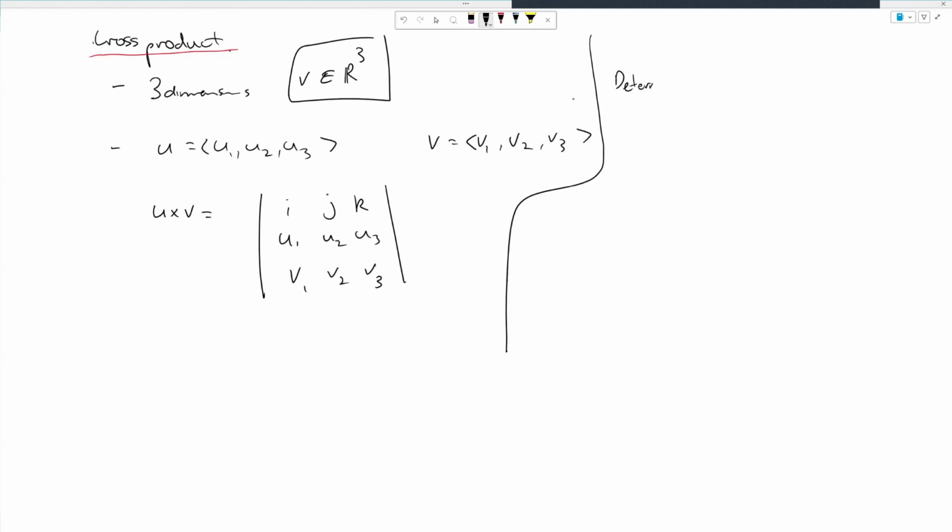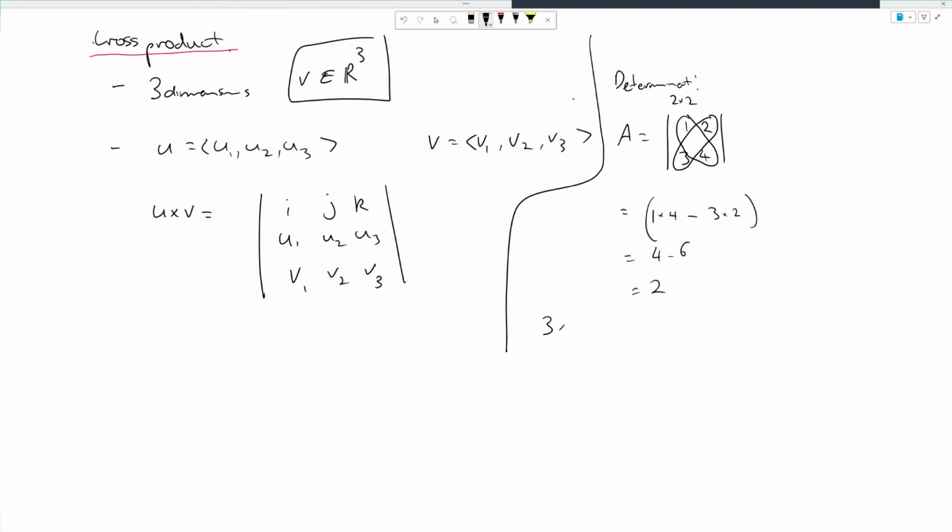To find the determinant of a matrix, let's call it A, this is a 2 by 2 matrix, so it has two rows and two columns. Let's call the entries 1, 2, 3, 4. To find the determinant of a 2 by 2 matrix, you multiply these two together, then multiply these two together, and subtract. So this is equal to 1 times 4 minus 3 times 2, which ends up being 4 minus 6, which equals negative 2. Okay, so that's a 2 by 2.